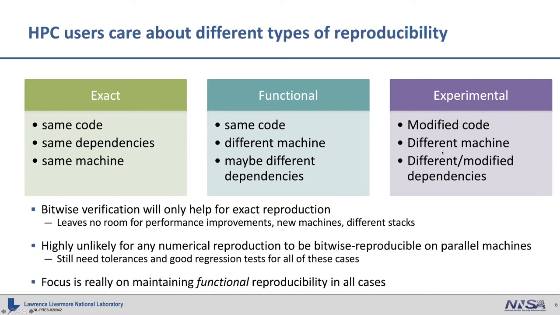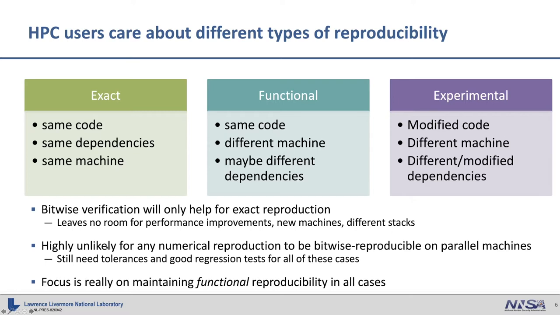And again, you may have a different machine and different dependencies. So bitwise verification, which seems to be the focus in industry and in the cloud, where the architectures are pretty homogenous. It's mostly x86, mostly non-optimized binaries. There's no room for performance improvements here, and there's no room for new machines in different stacks.